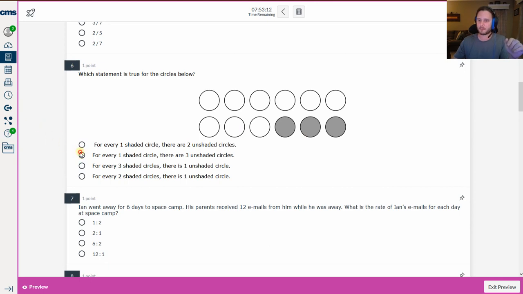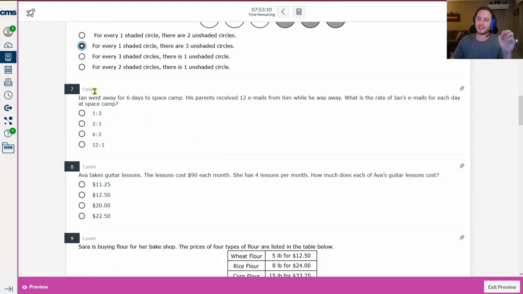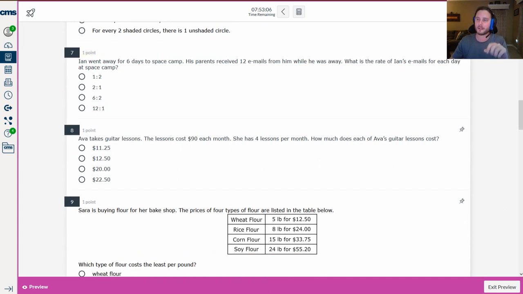Let's move on to number 7, which is Ian went away for 6 days to space camp. His parents received 12 emails from him while he was away. What is the rate of Ian's emails each day at space camp? So, for this one, we have emails for each day. This is switching from ratios to unit rate, which we know is division.